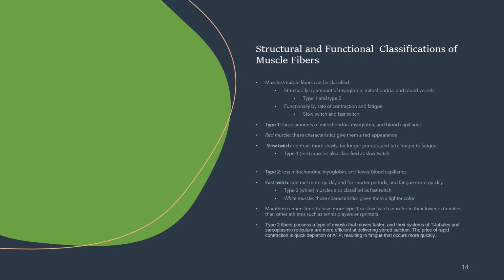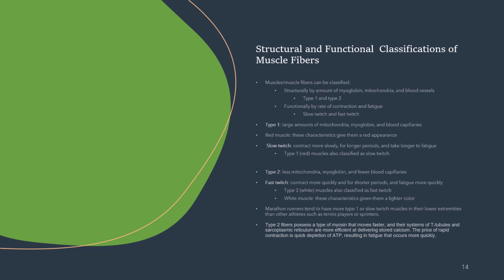Type 2 is where it has a little less coloring to it, so a little less of the glucose, a little less of the oxygen. So it's just a different look to it. You can think of them as the red muscles and the white muscles. Type 1 is going to be redder. Type 2 is not necessarily going to be white. It's just going to be less red. But that might help you with the terms of the fast twitch and the slow twitch.